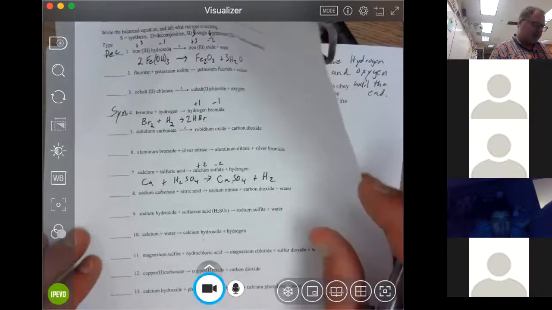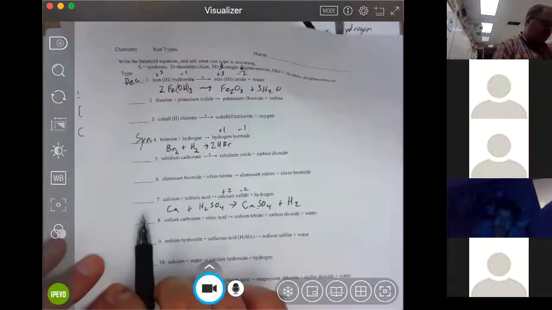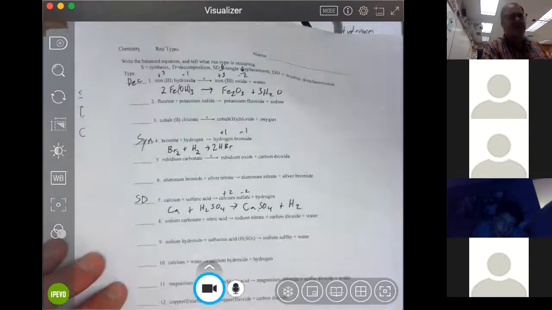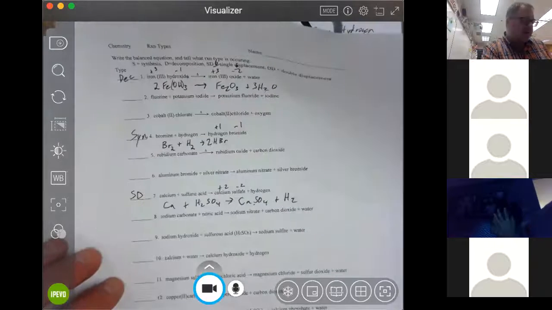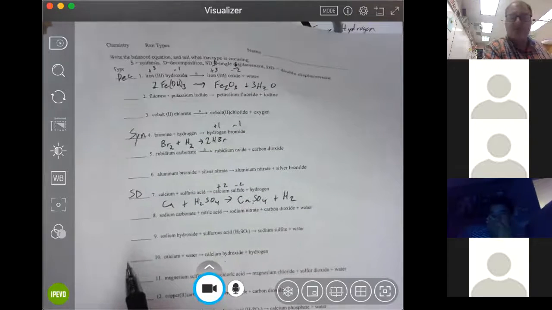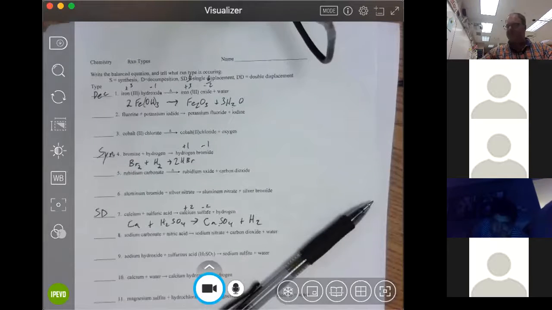Boom, boom. So your assignment is to complete all 15 of these. Make sure that you do write out to the side. This is single displacement, so we put an SD there. And that is due by the end of the day tomorrow. I've already gotten 2, I believe, submitted. If you have questions, by all means, stick around.